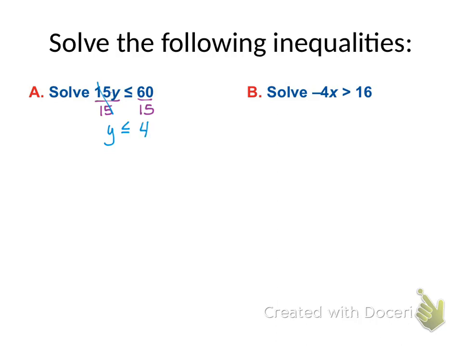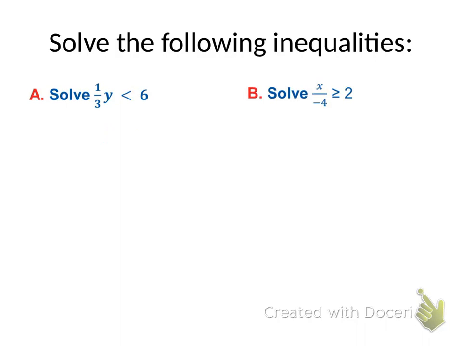All right, let's try the second example. We've got negative 4 times x is greater than 16. All right, so this is multiplication, so the opposite is division. I'm going to divide both sides by a negative, so guess what? I need to flip my inequality. That disappears and I'm left with x, and 16 divided by negative 4 is negative 4. See, these aren't too difficult. All right, let's try another.